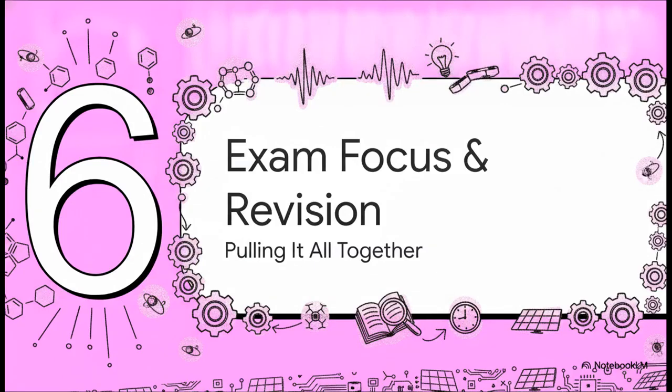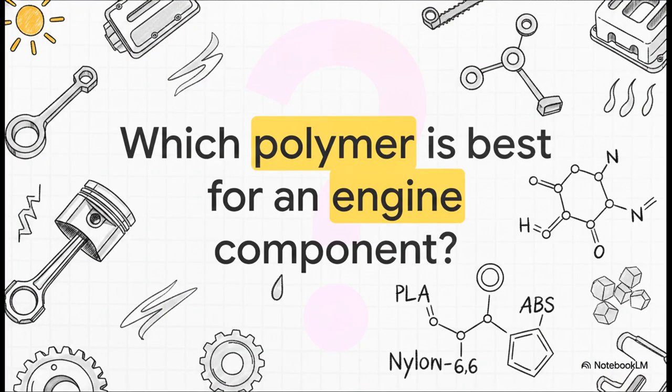Section 6. Exam focus and final revision. Let's lock in everything we just learned. Okay, imagine this exam question. You need to design a 3D printed component that's going to sit right inside a car's engine compartment. It is going to face extreme heat, cyclic stress, and chemical exposure. Based on crystallinity and thermal stability, do you choose PLA, ABS, or nylon 6,6?